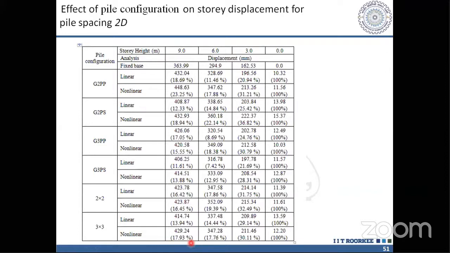So this is the results with 3x3. This was done for spacing of 2D. So we can clearly see the effect. But when we are going for a wider spacing, the effect is reduced. So this was done for pile spacing of 2D.